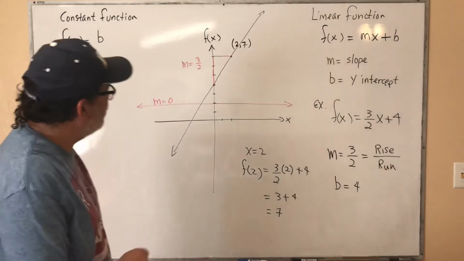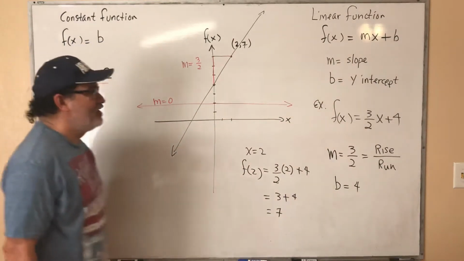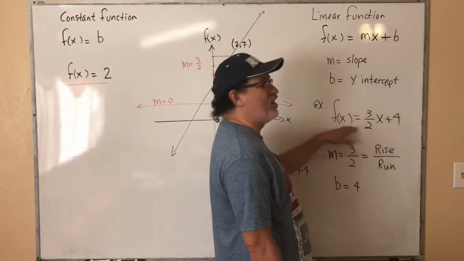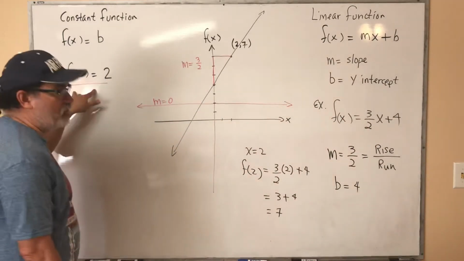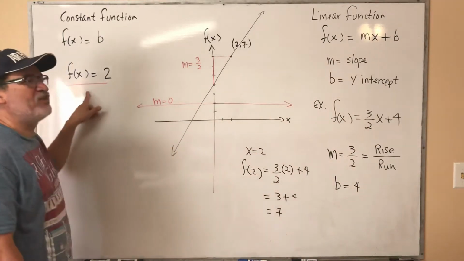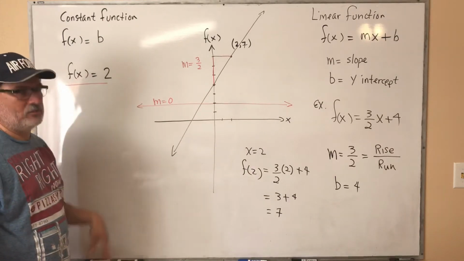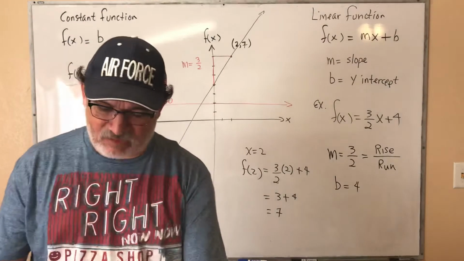Okay, very good. So this is a constant function, and this one is also a linear function, with a slope of 3 over 2. This is also considered a linear function, because here the slope is 0. It's 0 times x plus 2. All right, very good, good class, very good.